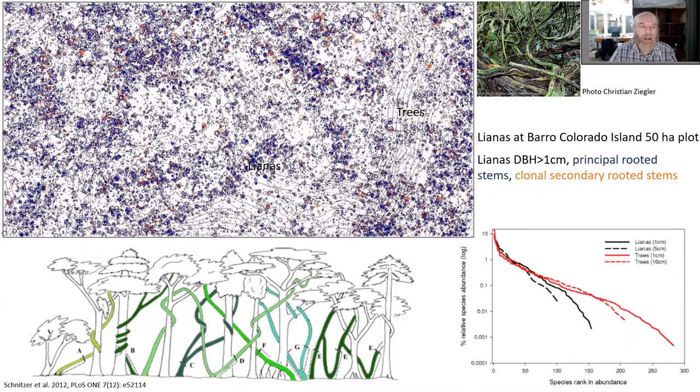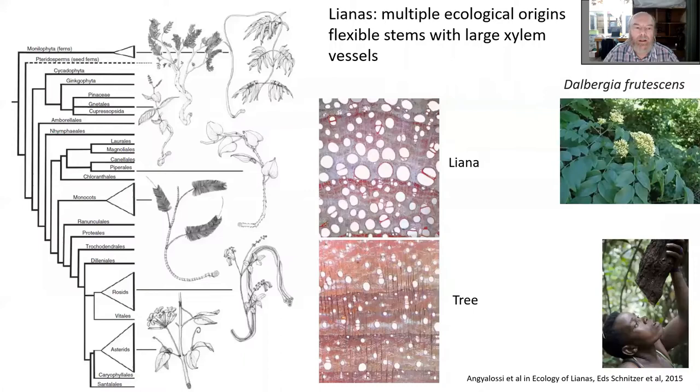The liana lifestyle originates very frequently across the whole plant phylogeny. So there are some morphologically distinct types of lianas, again, originating across the phylogeny. And lianas, basically, it's a pipe delivering water for transpiration and for photosynthesis. That's after all why you can see in the films from the tropical forest that people are cutting the lianas and drinking from them, which doesn't really work for trees or shrubs. And this is the morphological reason for that.